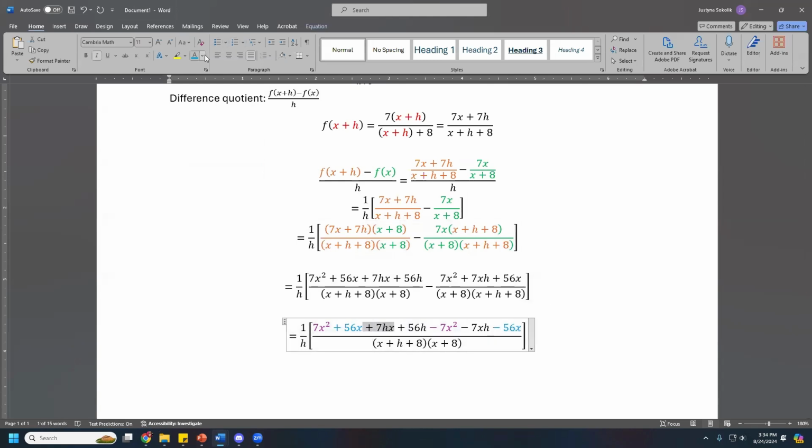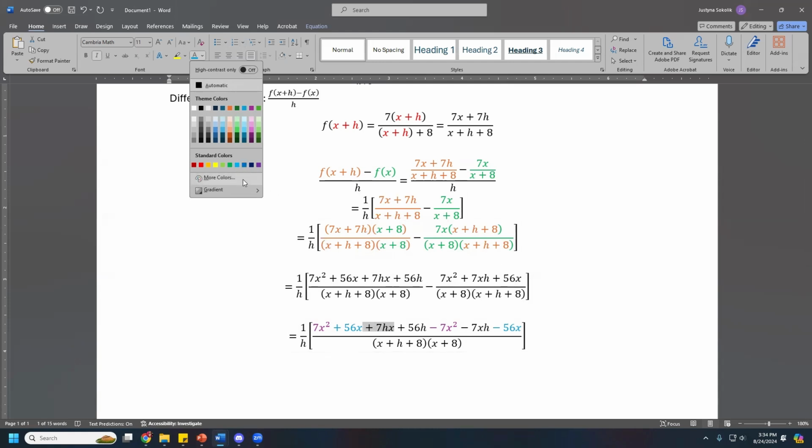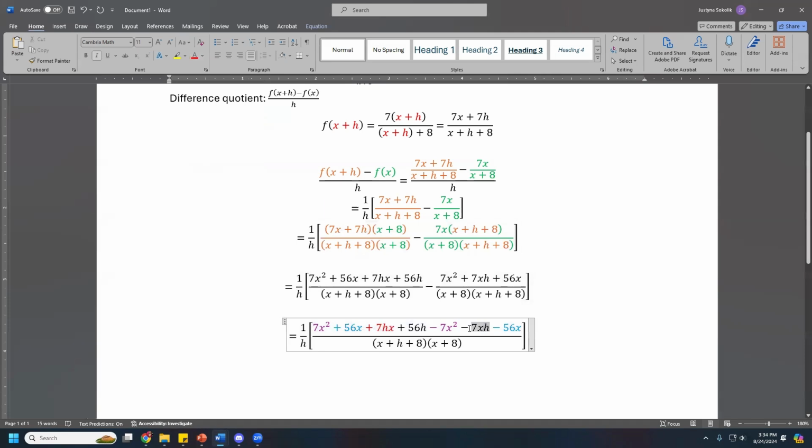Same thing over here with this one. I see 7hx and minus 7xh. These things are the same thing because remember, you can multiply in any order, so those things cancel each other out. Let's see, I'm running out of colors here. I'll use red. I kind of have to reuse it. But these things cancel out as well. This is what lets you know you're on the right track. You should start to see a whole bunch of things canceling out from the numerator or just canceling out in general. So I'm going to go ahead and cancel those things out.